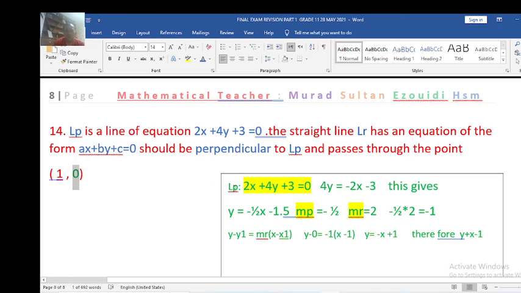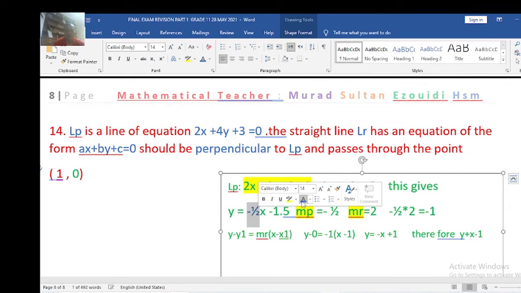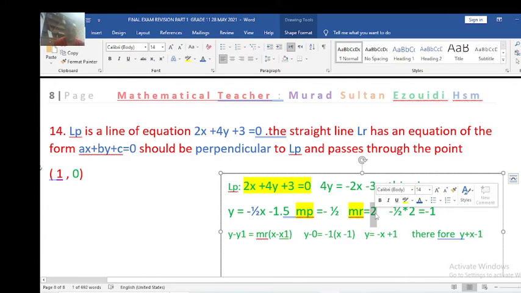First of all, after rearranging this for y, we get y equals negative 1 over 2 x minus 3 over 4. So the gradient of this line is minus 1 over 2. The lines should be perpendicular, so the second gradient, MR, should be 2, because 2 multiplied by the negative reciprocal is minus 1.